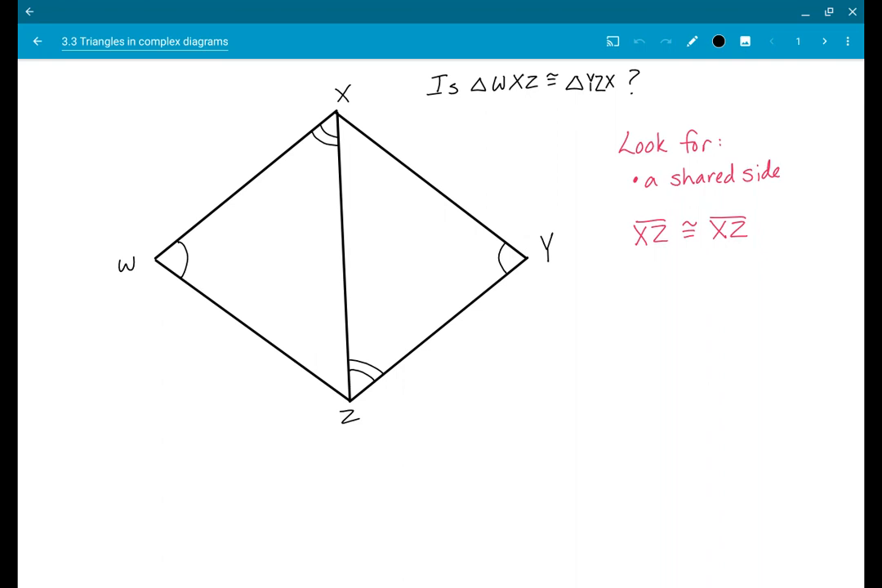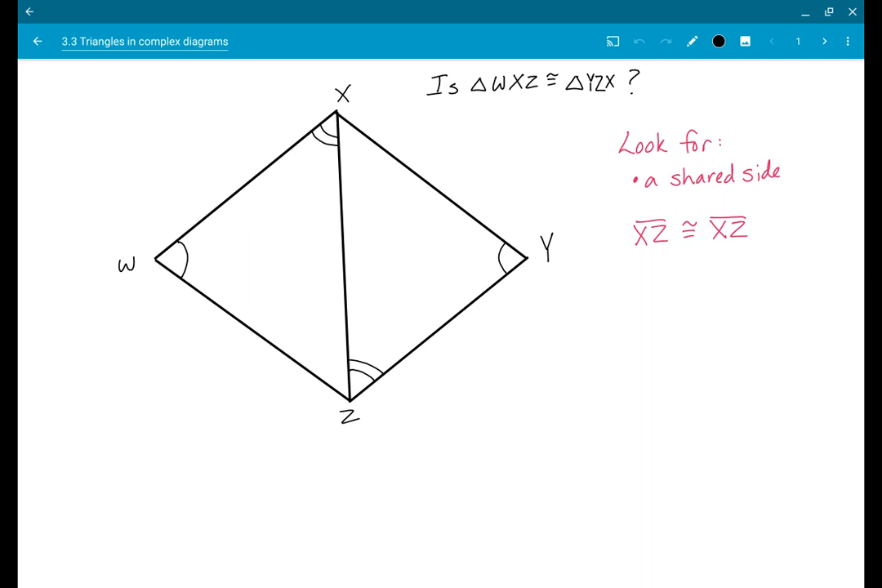In today's lesson, we're going to start looking at diagrams that incorporate triangles, but are not just two triangles side by side. So here we have a quadrilateral WXYZ, and it's split down the middle from X to Z. We're given some information about four of the angles, and we're asked to figure out, are the two triangles WXZ and YZX congruent? And at first you might be saying, well, we only have two angles and we need three pieces of information, so maybe there's not enough information.